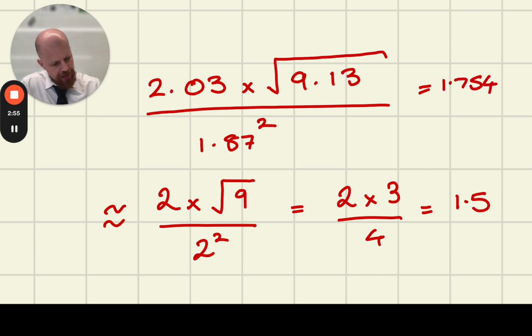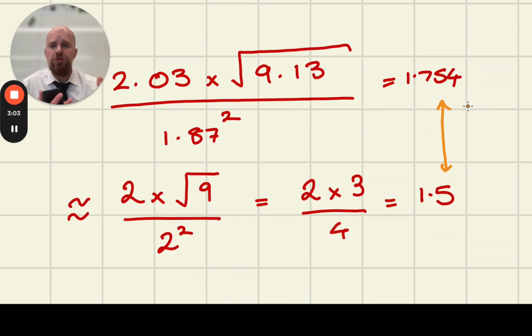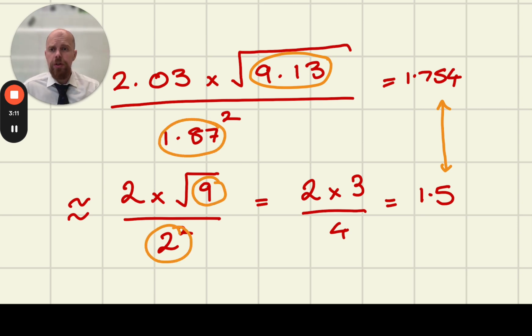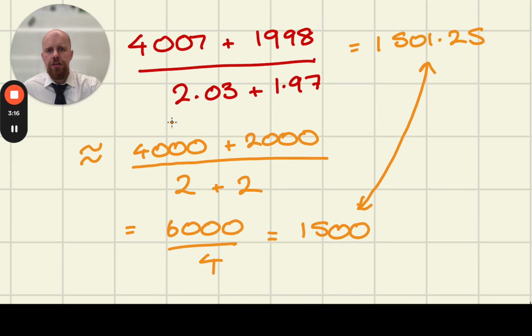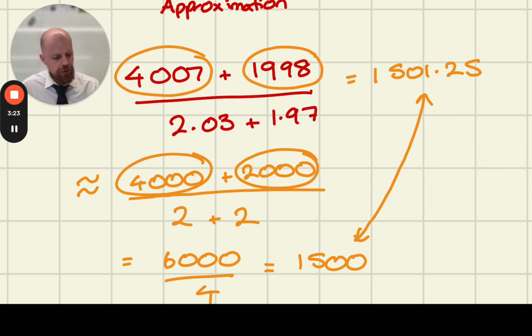Now you can see that this approximation is not as good as the previous one. And the reason is that the rounding has been so much larger. I've changed 9.13 to become 9 and 1.87 to become 2. And as a percentage of the original amount, that change is much greater than in the first example, where I changed 1,998 to be 2,000. That wasn't a very big change at all. Same with 4,007 to be 4,000, and with the denominators as well. So the bigger the change, the worse the approximation is, and you need to bear that in mind.